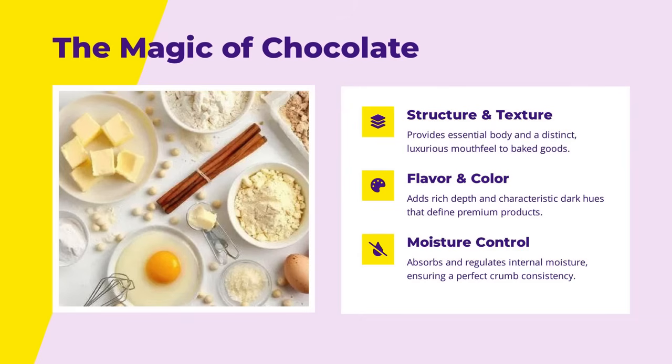Next, let us understand one of the most popular flavoring ingredients in the bakery industry: chocolate. Chocolate is widely used in cakes, pastries, cookies, desserts, fillings, frostings, and confectionery products. Its popularity comes from its rich flavor, attractive color, and smooth mouthfeel. The slide introduces the major types of chocolate.